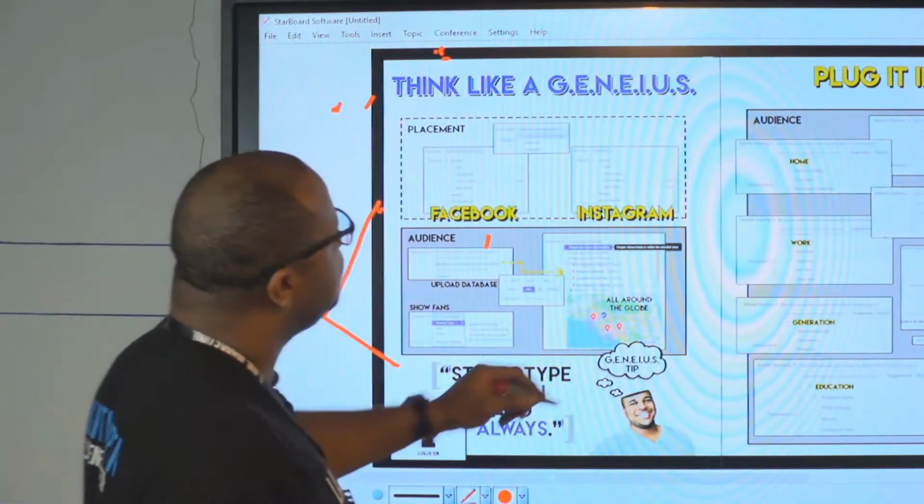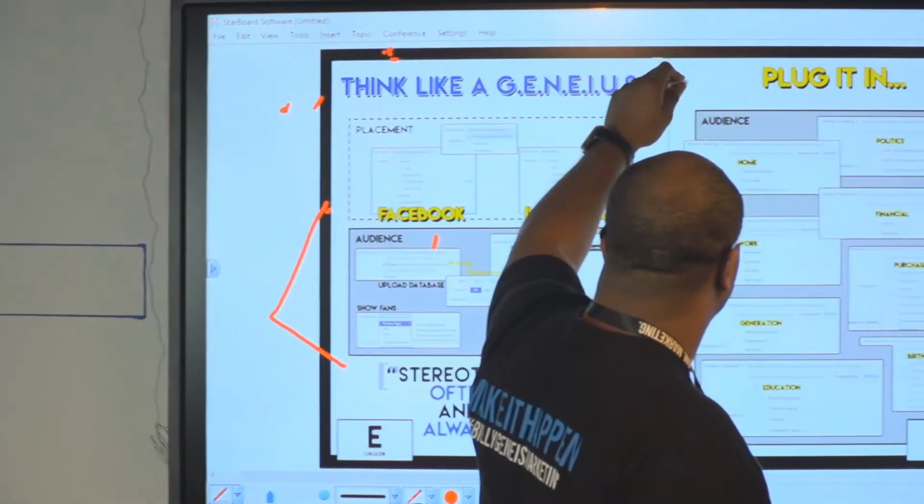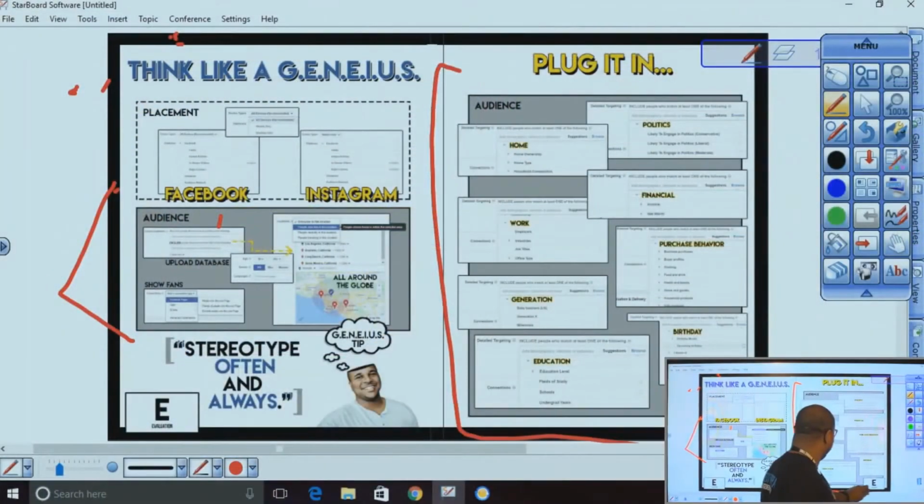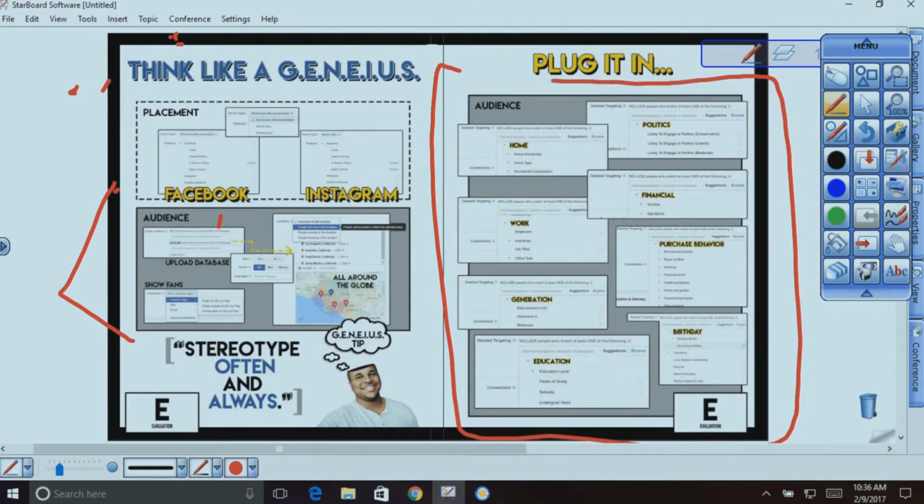And then next, we have the audience section. This is the fun part, and this is where I am here. Look at the cool stuff that you can do. You can advertise to people if they own a home.